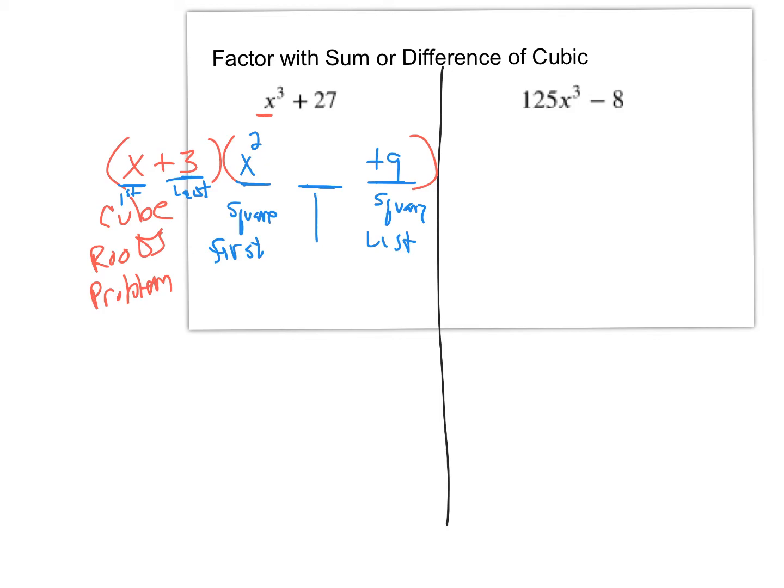Now for the middle, this is the trickiest part of this whole thing. You're going to multiply the first and last and then change its sign.